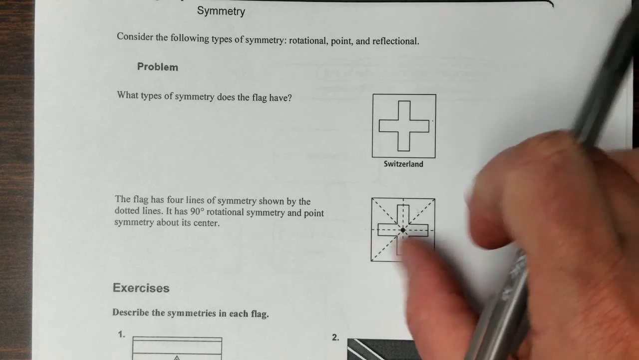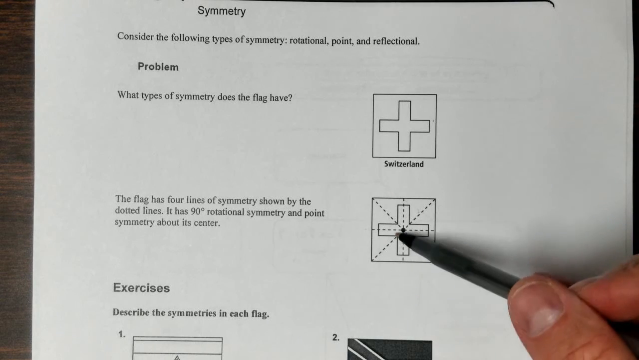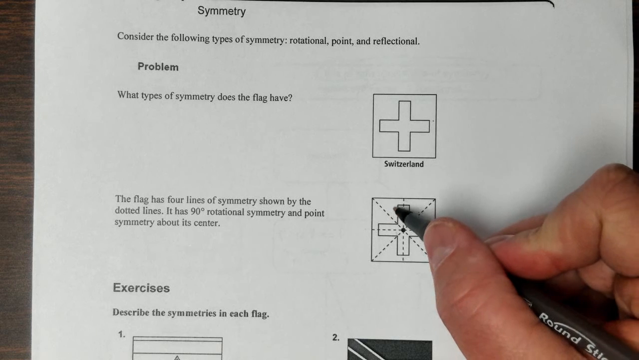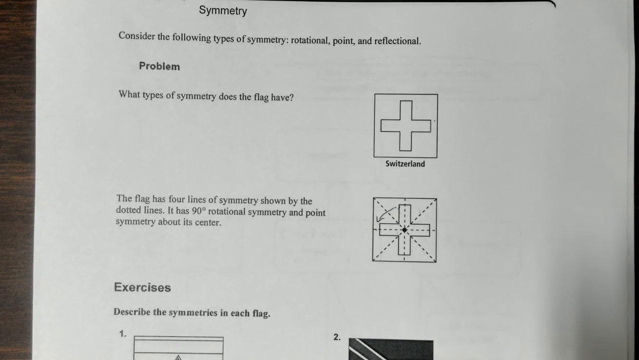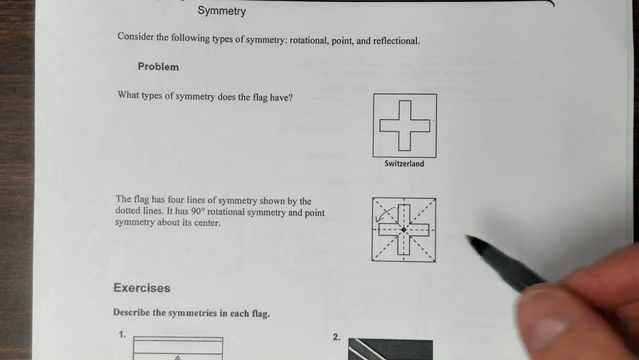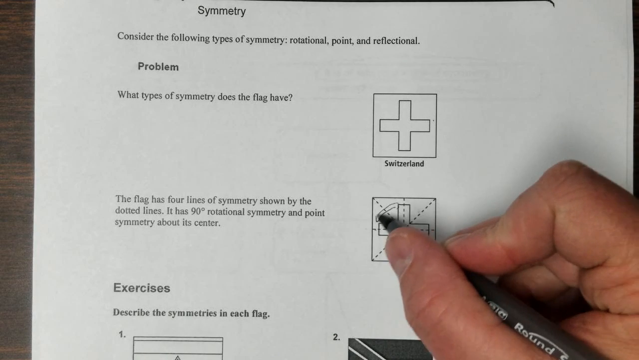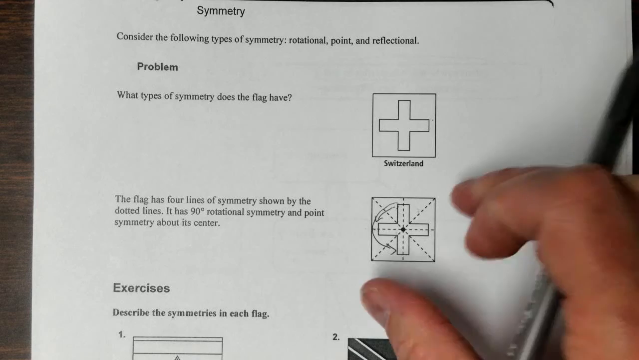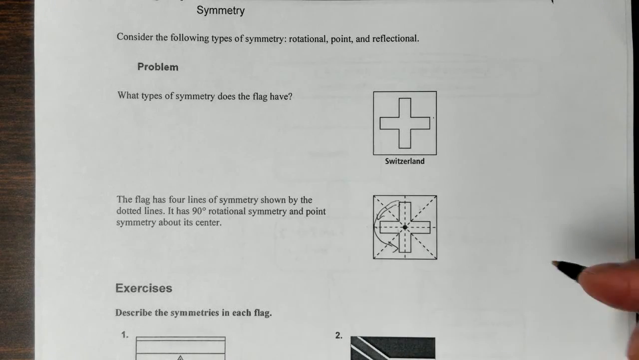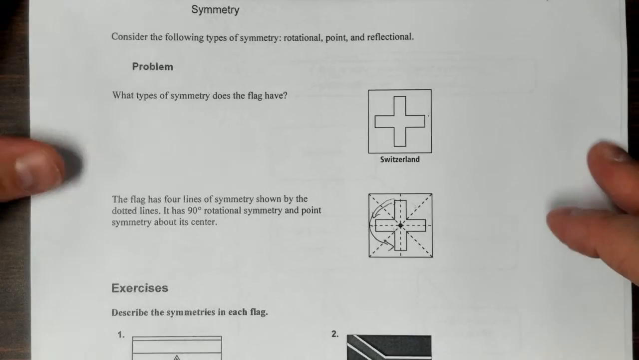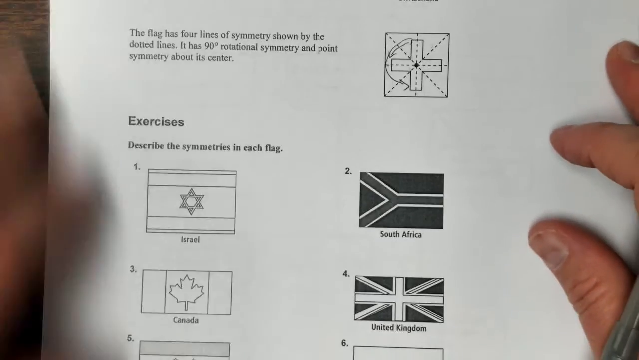Also, if you turned it to the right or left, that'd be 90-degree rotation, because you can make this line up with here, and it would all still line up. And since it has 180 symmetry also, that means it would have point symmetry. So the Switzerland flag has many types.